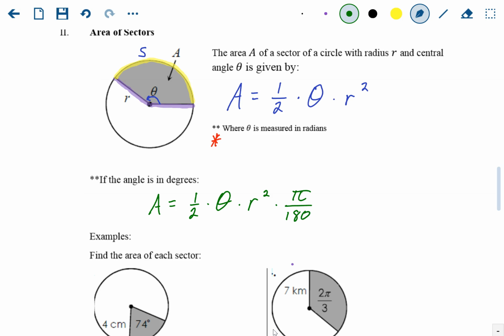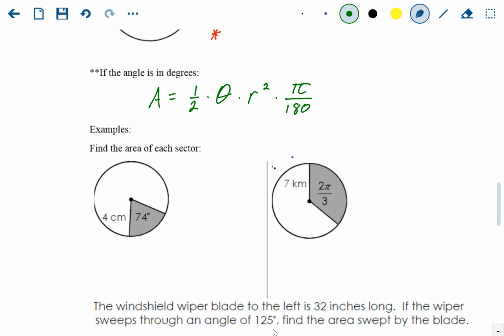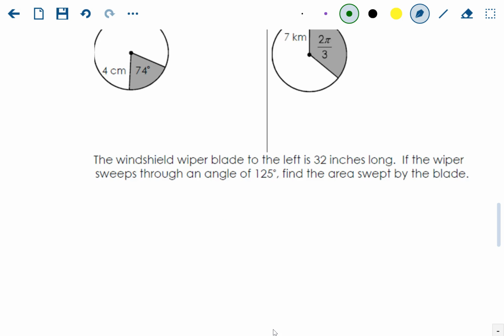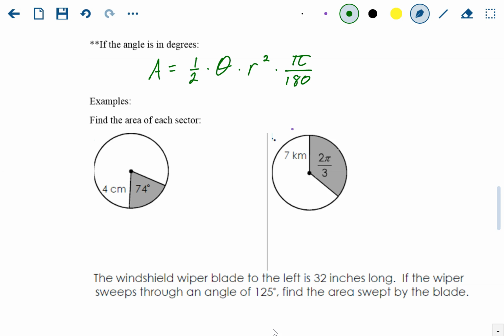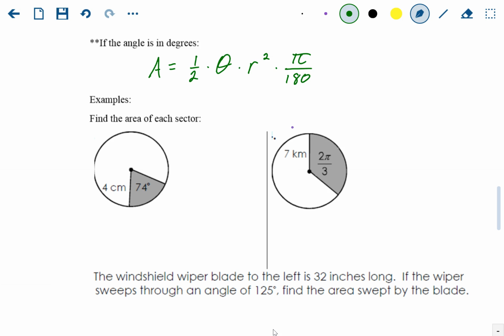All right, so we'll do 2 of each, 2 radians, 2 degrees, and then a word problem. Oh, never mind. We're only going to do 1 of each. Really cut this down. All right, this first one, find the area of the sector. It gives you a radius, 4 centimeters. It gives you a degree measurement of the angle, 74 degrees. Okay. We need to find the area.